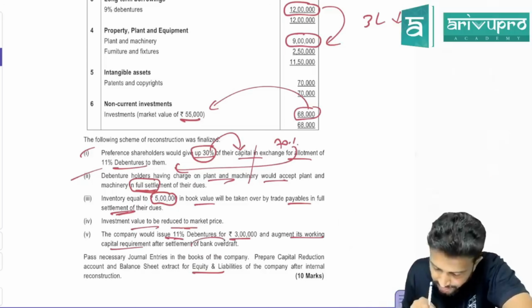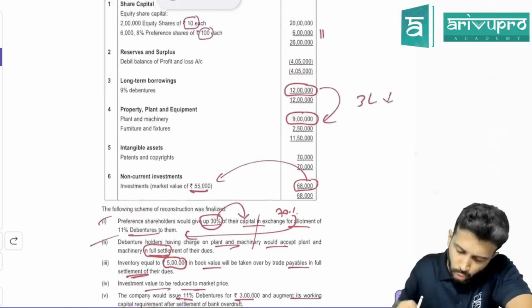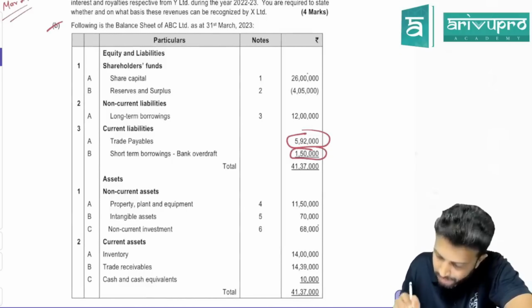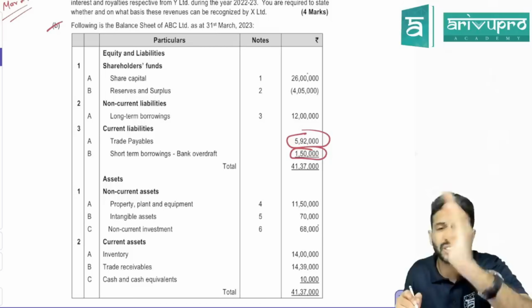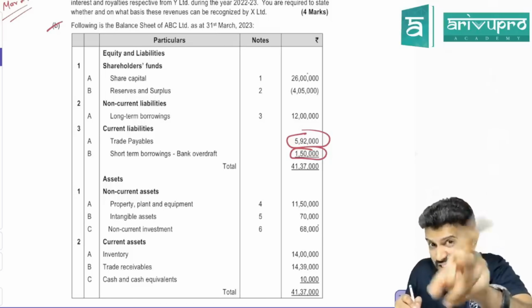After settlement of bank overdraft. So is the bank overdraft there or settled? Go back to your balance sheet. Do you see bank overdraft anywhere in your balance sheet? Yes, bank overdraft, how much is that? 1,50,000. Is this there or settled? Settled. What is the journal entry for the liability? Not sacrificed, settled.